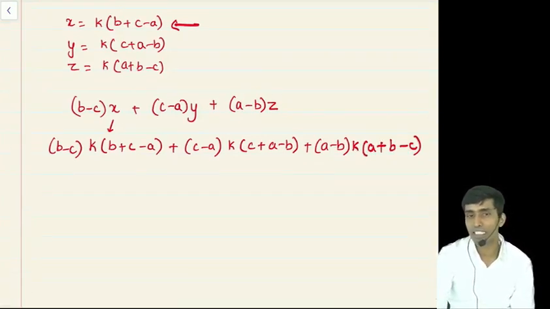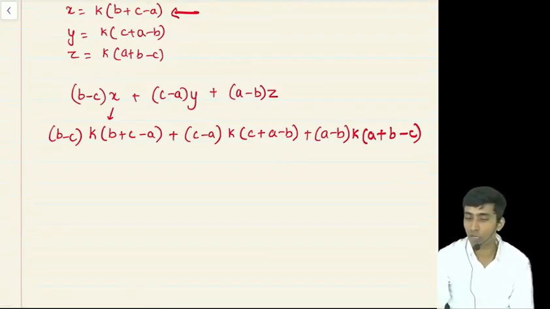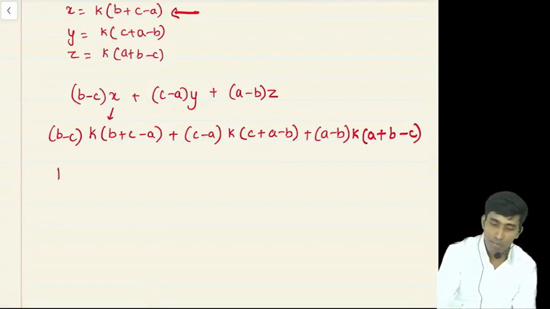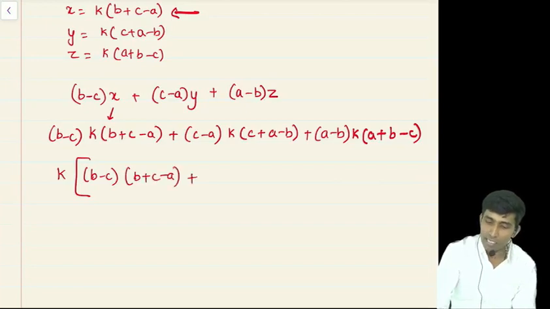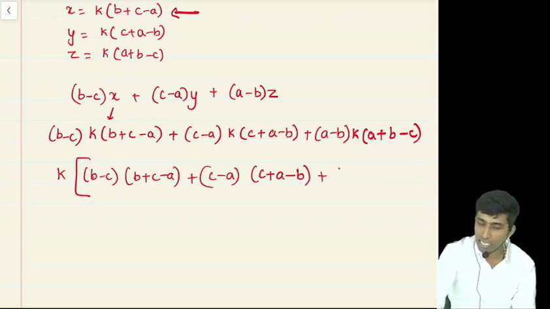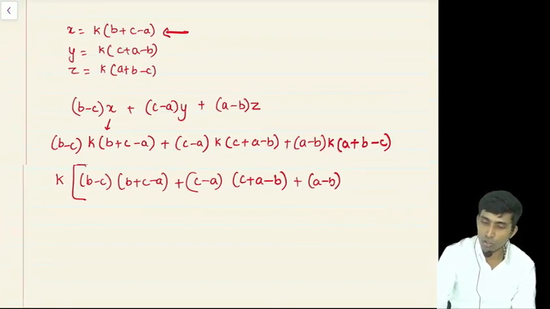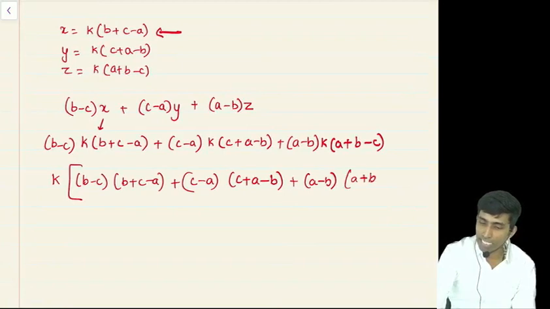Correct now? Next step should be, I will take k common. So inside, what will I get? b minus c into b plus c minus a, plus c minus a into c plus a minus b, plus a minus b into a plus b minus c.